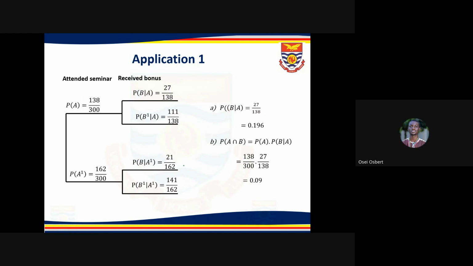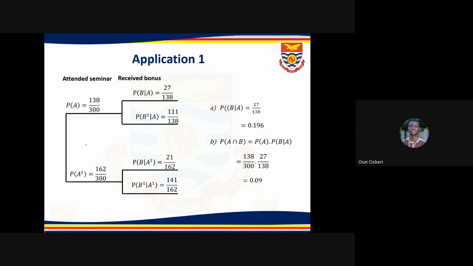Anyone else? So the question reads that a company has 300 sales representatives. During the past year, 48 of the sales representatives earned a bonus by selling over their quota. At the beginning of the sales year, the company offered a special training seminar which was attended by 138 of the sales representatives. 27 of the sales representatives earned a bonus and attended the training seminar. So you see the conditional probability there. What's the probability that the person who attended the seminar earned a bonus?